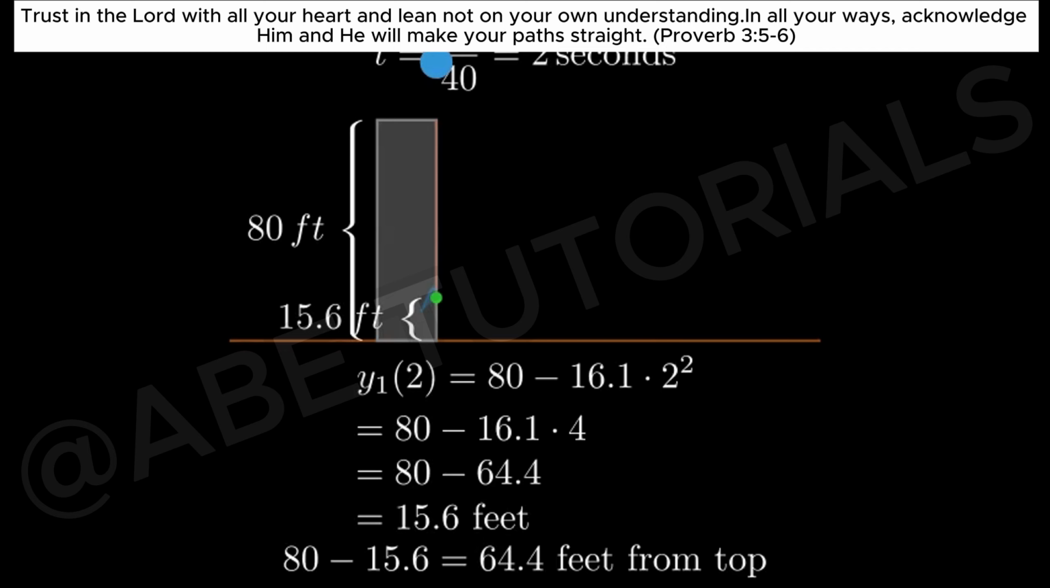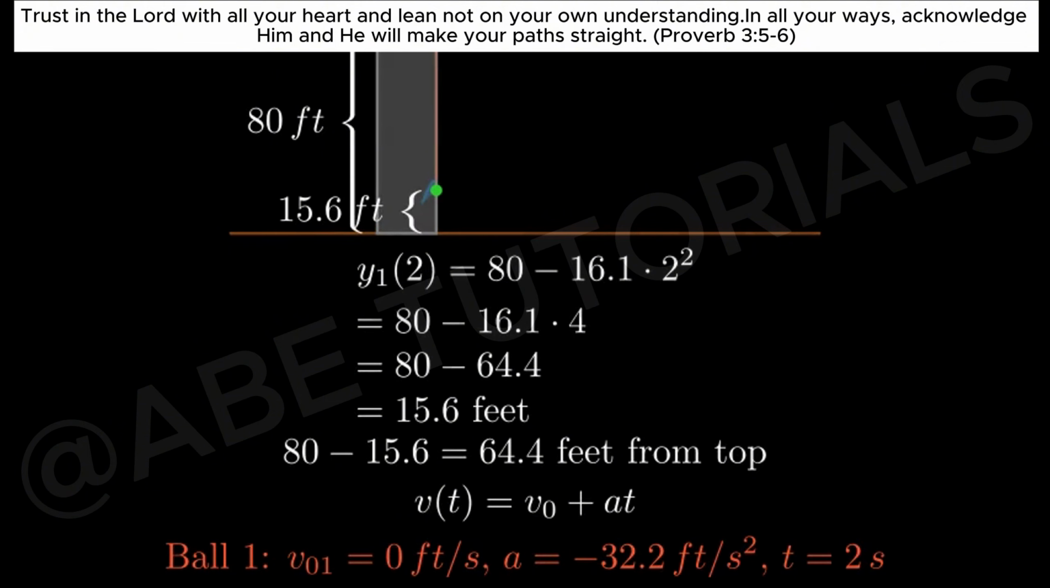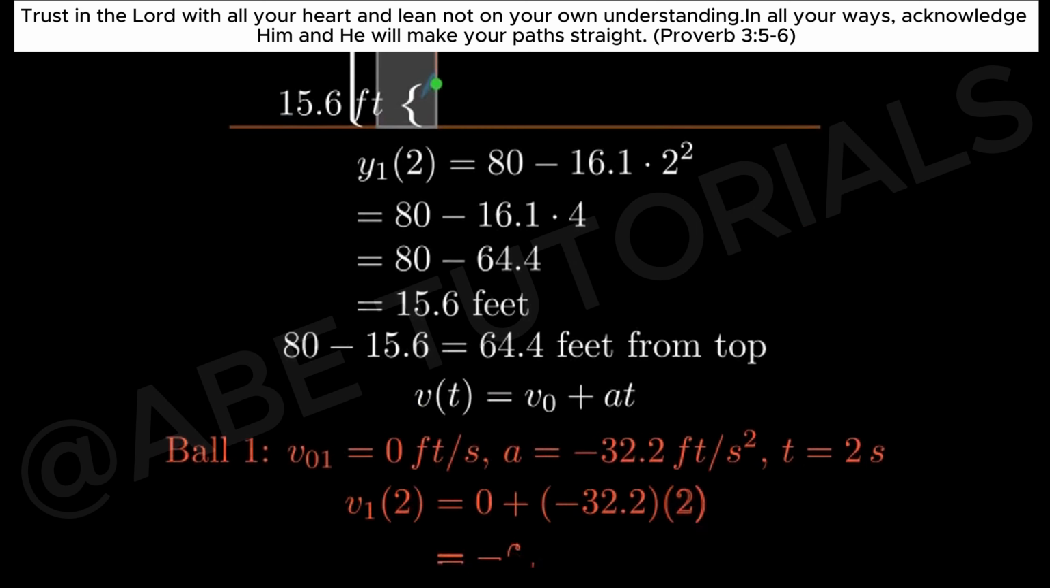Now that we know when and where the balls meet, let's find their velocities at the meeting time to determine their relative velocity. The velocity equation for motion under constant acceleration is v equals v sub 0 plus a times t. For ball 1, the initial velocity v sub 01 is 0 feet per second. The acceleration is negative 32.2 feet per second squared. The time t is 2 seconds. So v1 at t equals 2 is v1 equals 0 plus negative 32.2 times 2 equals negative 64.4 feet per second. The negative sign indicates ball 1 is moving downward.